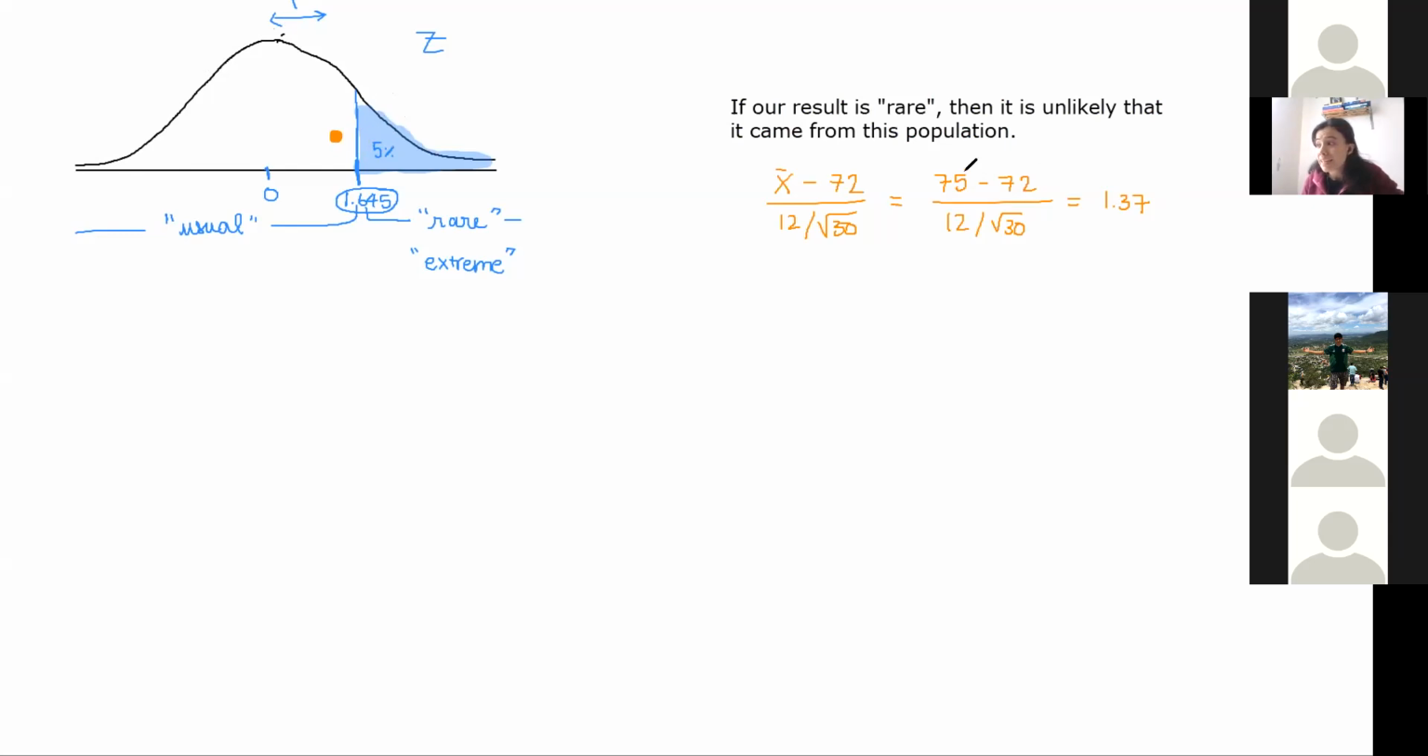And so that means that getting a 75% from a population whose mean was 72 and standard deviation was 12, and from a sample of 30 people, is pretty likely because it's fairly close to the mean, right? So I have that this population had such a large variation that I should have expected quite a bit of variation between the averages themselves. And so here I find that having 75 is actually not that extreme a result. Does that make sense for everyone?